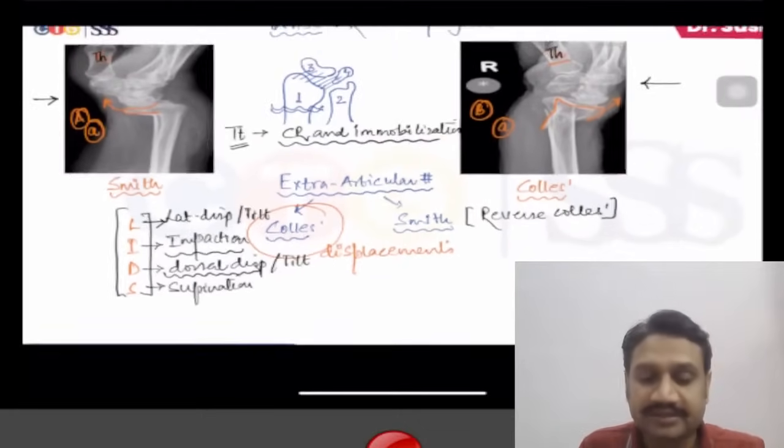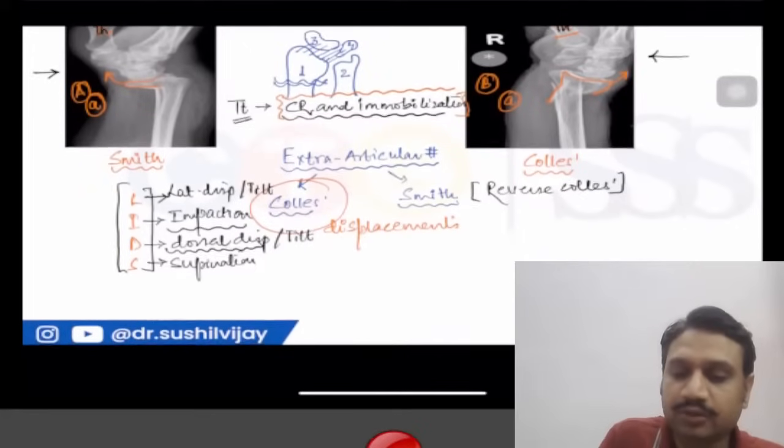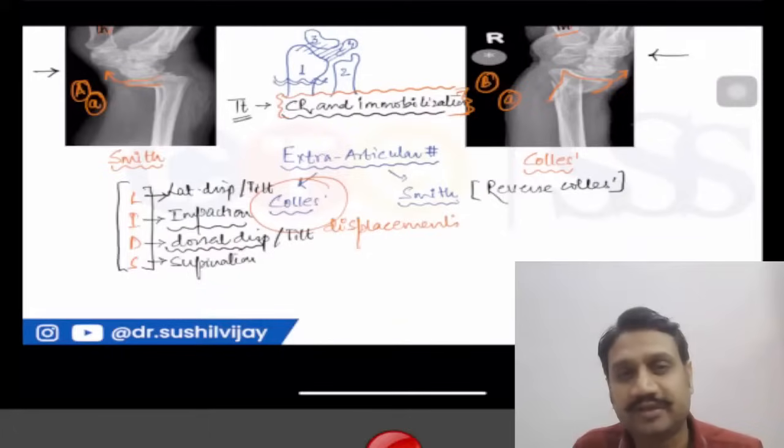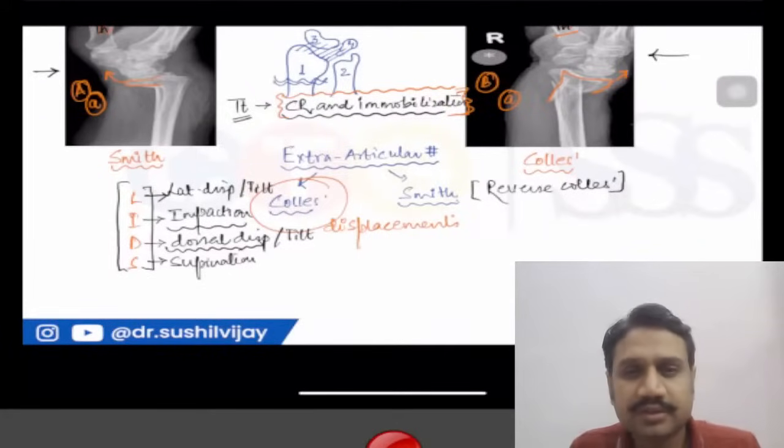So for extraarticular fracture, please remember the treatment plan as close reduction and immobilization, right? The close reduction and the immobilization are required for Colles and Smith. As these are metaphyseal areas, impaction is a common thing. How will you manage the steps?